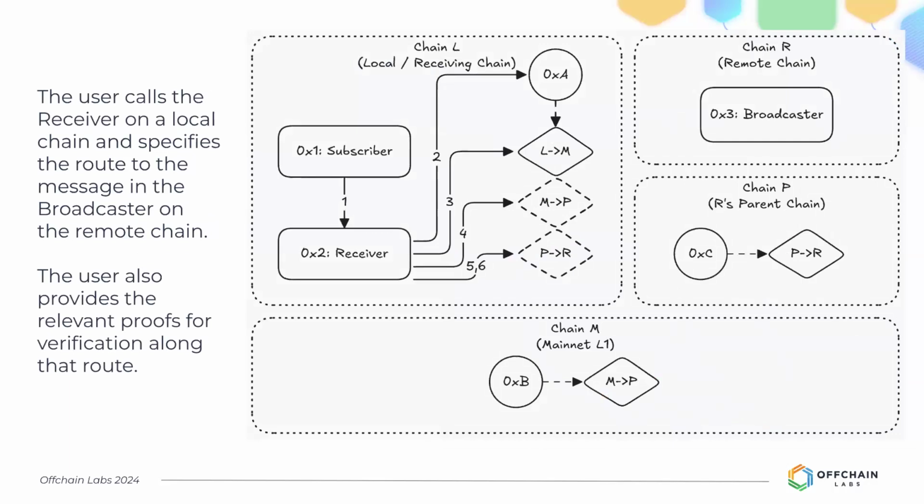Okay, putting all this together, here's what it looks like in one picture. You've got this broadcaster on chain R, and you want to read one of its messages on chain L. You have a dApp calling into the receiver, passing some storage proofs and a route of pointers A, B, C. Then the receiver calls into these block hash prover contracts to iteratively execute this procedure to get the block hash of this remote chain, to then verify a storage proof against that to get a message.